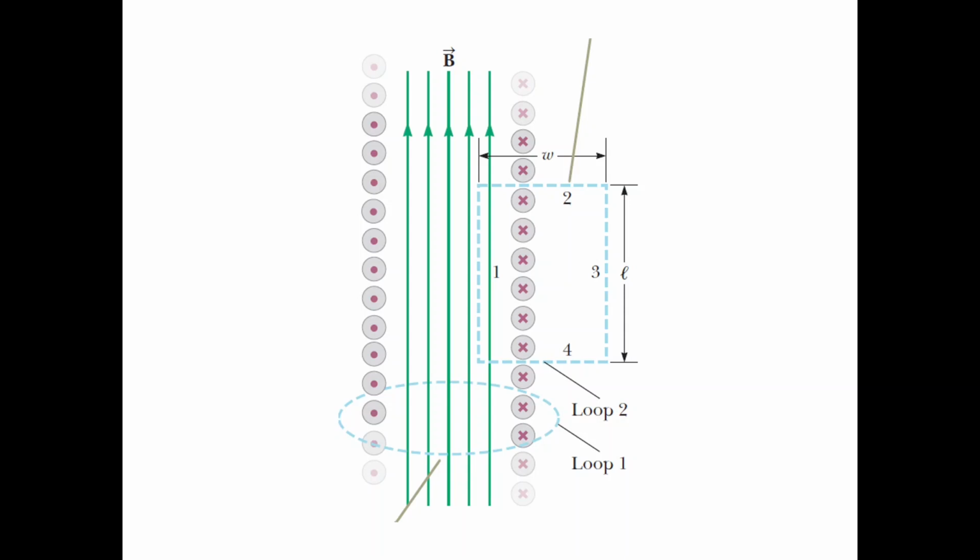Now, if we consider side 2 and side 4 of this closed loop, will they have some contribution to the integral? Taking into account that this is a rectangular shape, not circular, we can divide this closed loop into 4 segments.